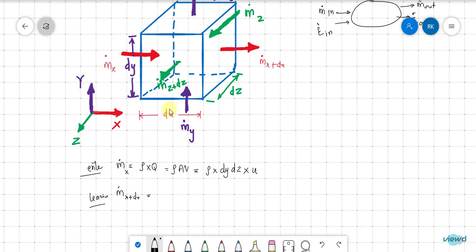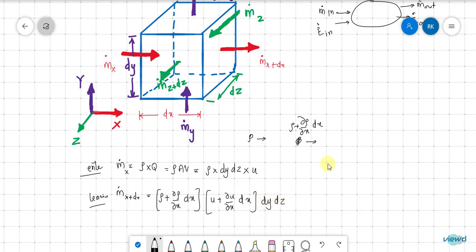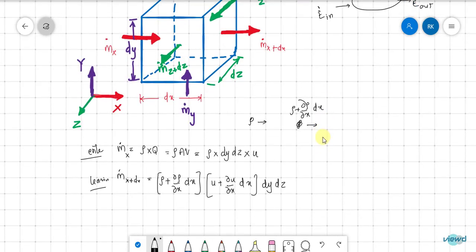So in the general case, we consider that density and velocity change with respect to space coordinates. If the density at which it is entering is rho, the density that will be leaving is rho plus del rho by del x into dx. And the velocity also changes with respect to space coordinate, so u plus del u by del x into dx, into dy dz. So this will be the mass entering and the mass leaving the control volume in the x direction.